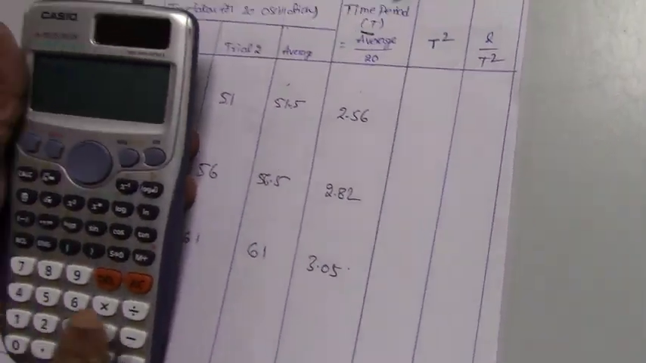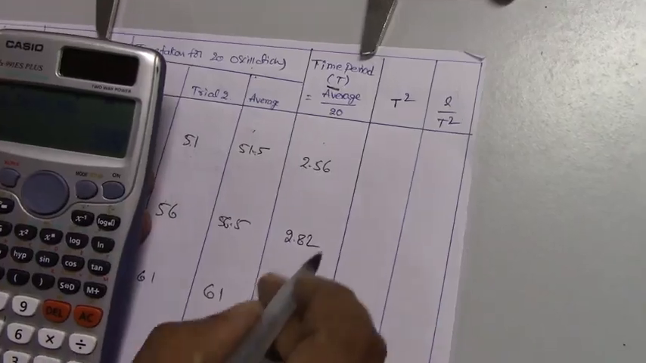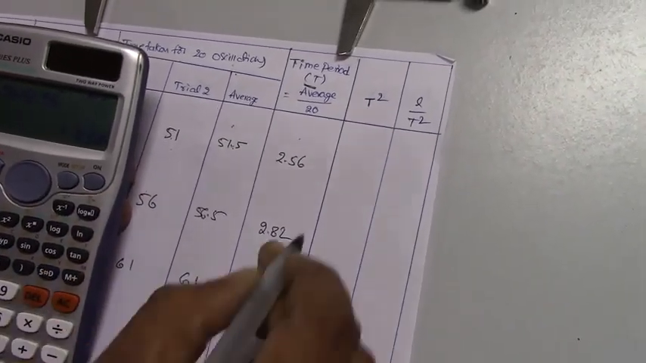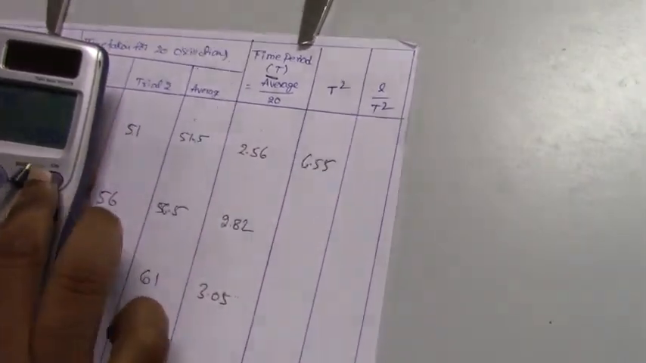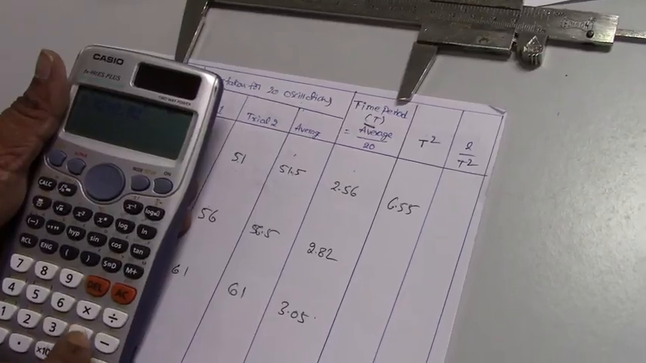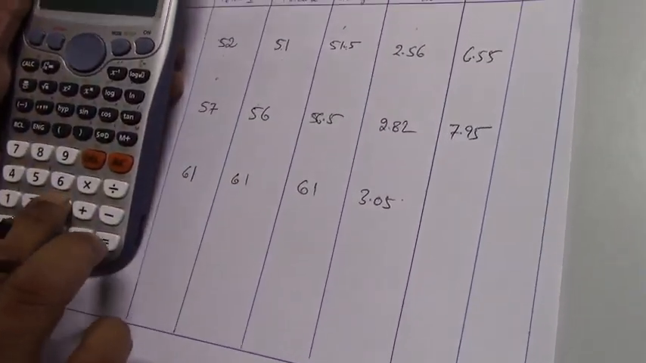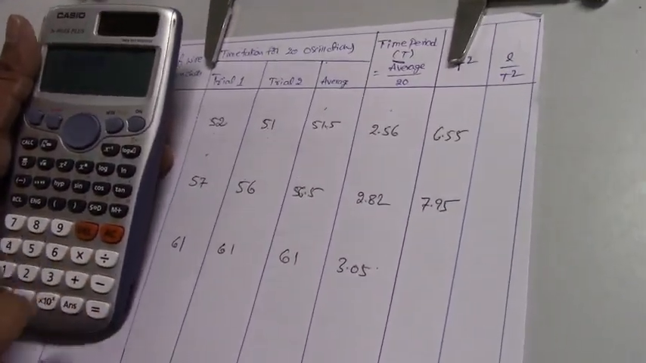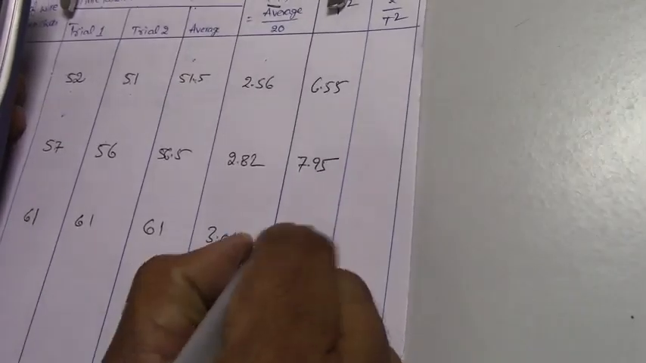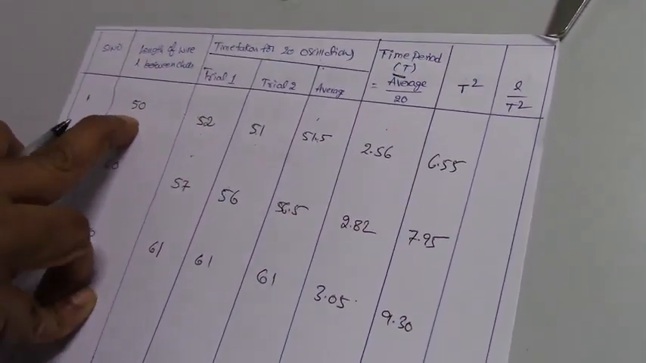Now calculate time taken for one oscillation: 51.5 divided by 20. So make t square, which means 2.56 into 2.56, which will give the t square value. It is 6.55, and 2.82 into 2.82 gives the t square for 60 centimeters. For 70 centimeters, the t square value is 3.05 into 3.05, which will give us 9.30. So finally what we have to do is calculate the L by t square value.